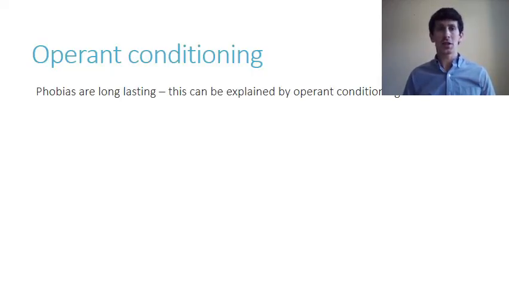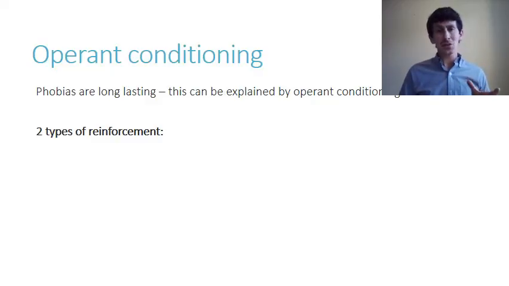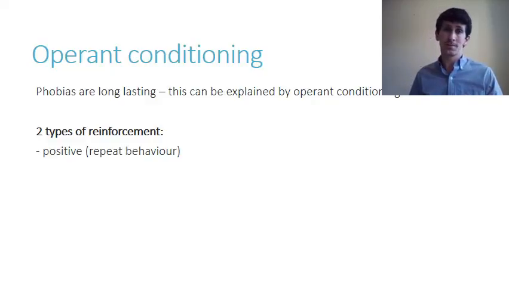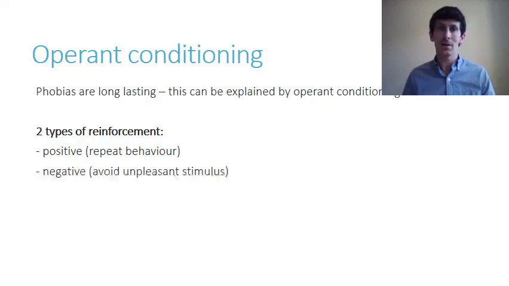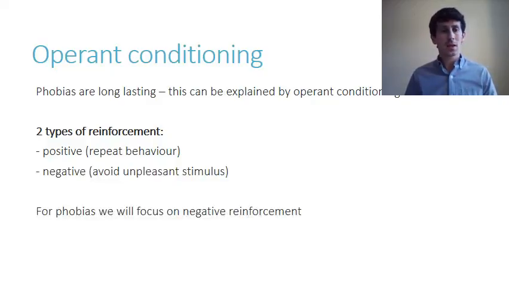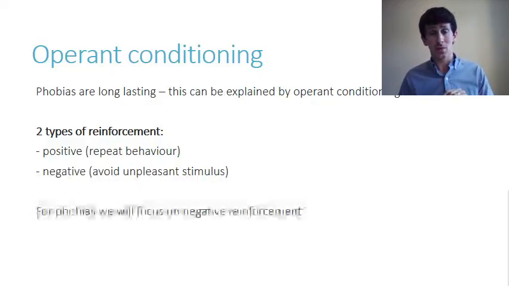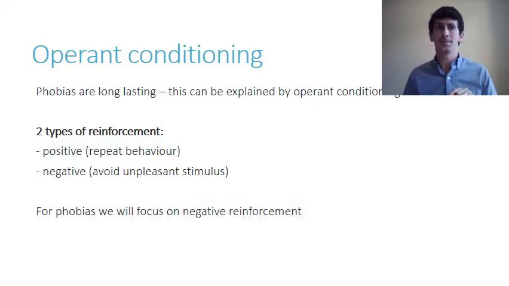And operant conditioning is the thing that explains how we maintain a phobia over time. Classical conditioning is all about association, like we've already learned, and operant conditioning is all about reinforcement. It's about positive reinforcement, so rewarding someone. And if you reward someone, they will generally repeat that behavior. And there's also negative reinforcement, which prevents someone doing something again. And for phobias, we're going to focus on this second one, the negative reinforcement.